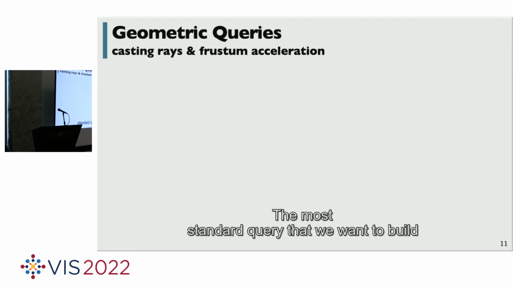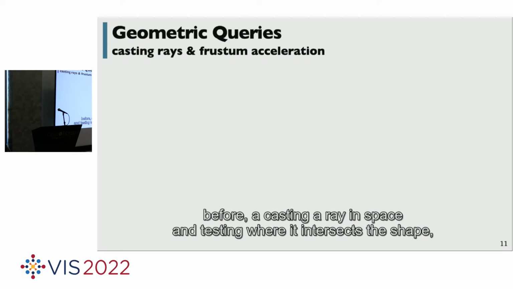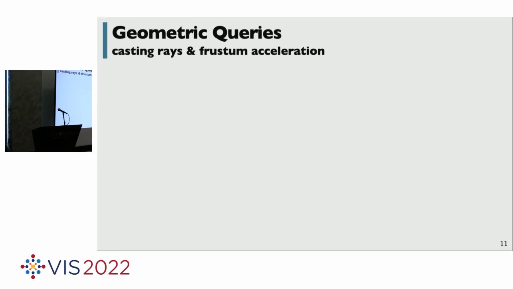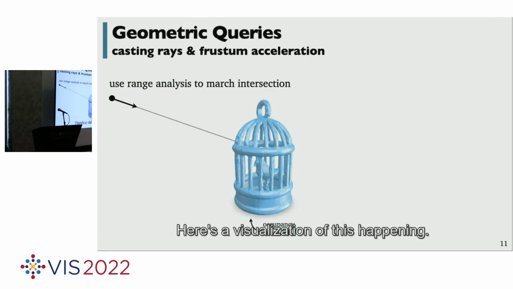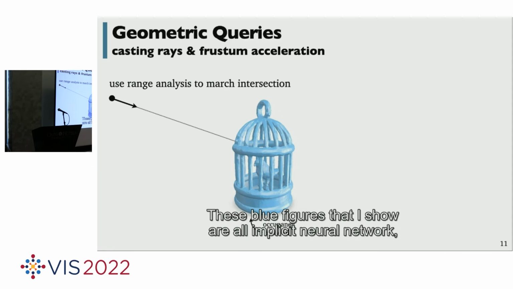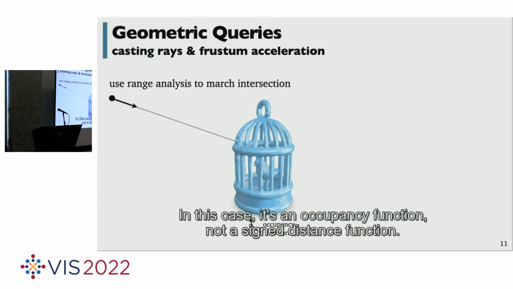The most standard query that we want to build using this range analysis is, as I mentioned before, casting a ray in space and testing where it intersects the shape, most often used to generate images when rendering an implicit surface. Here's a visualization of this happening. These blue figures that I show are all implicit neural networks, which I've fit with a variety of different activations and objective functions. In this case, it's an occupancy function, not a signed distance function.